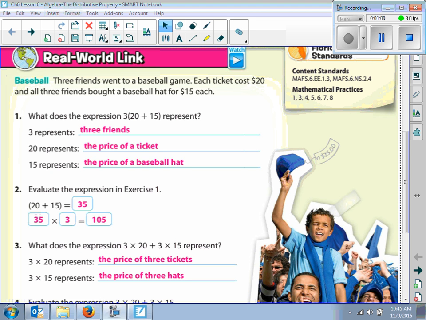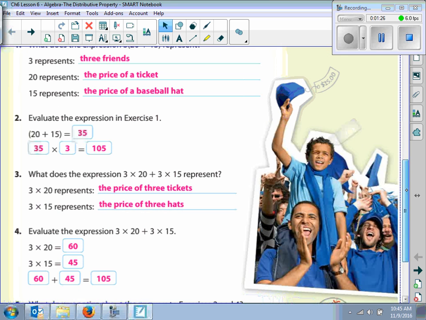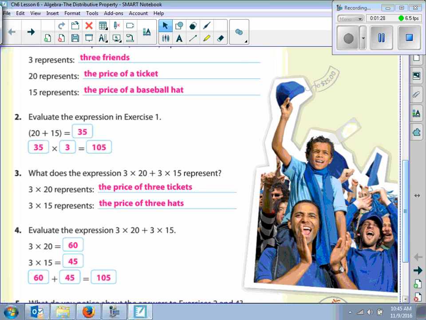Now, if I want to evaluate this, I can add 20 plus 15, that gives me 35, right? And then I'm going to multiply that times 3, and that gives me 105. Is everybody with me? All right. Now, using the distributive property, we can simplify this another way, okay?